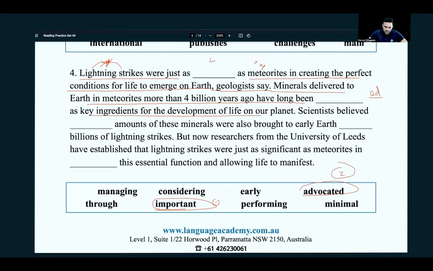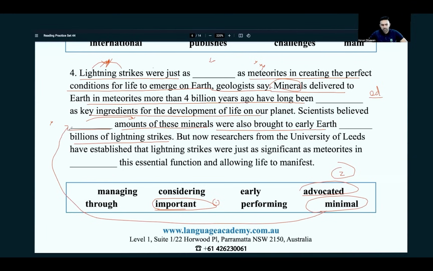Scientists believed dash amounts of these minerals. Dash amounts. So we'll have an adjective which will give us more information about amounts. You will say less amount, large amount, small amount, something like this. Scientists believe that dash amounts of these minerals were also brought to early Earth dash billions of lightning strikes. So scientists believe that dash amount of these minerals, managing amount, through amount, considering, early, performing or minimal, minimal amount, minimal, as simple as that, minimal is giving information about amount.